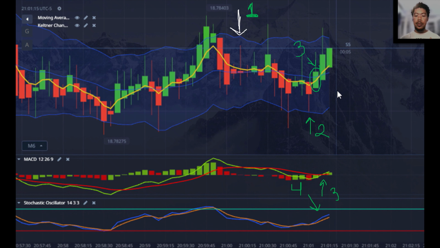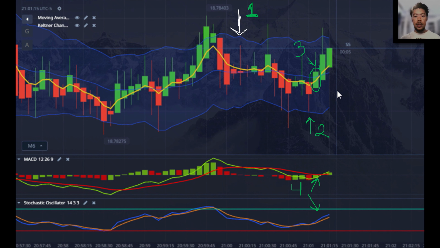Okay. So the last thing that I'm looking for, I'm going to erase this here. These are four. I'm going to put four together because honestly, these two I'm looking at the same time. Okay. So that's four.